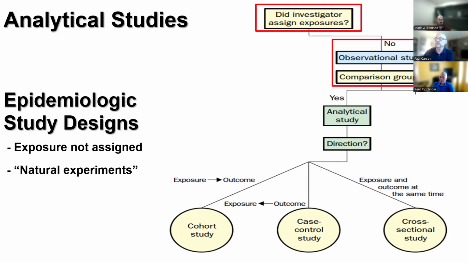exposures. And then cross-sectional studies are kind of looking at the two things at the same time. I'm interviewing everybody in this group right now. How often do you exercise, and have you ever had any heart problems? That would be taking a slice in time of both exposure and outcome at the same time.